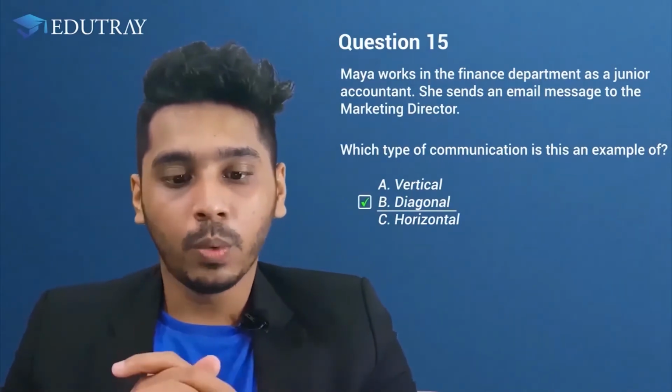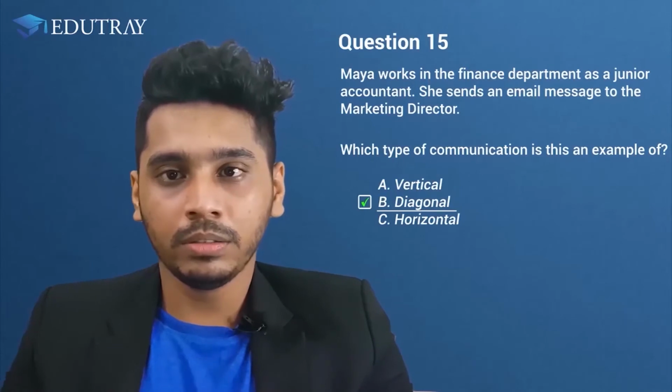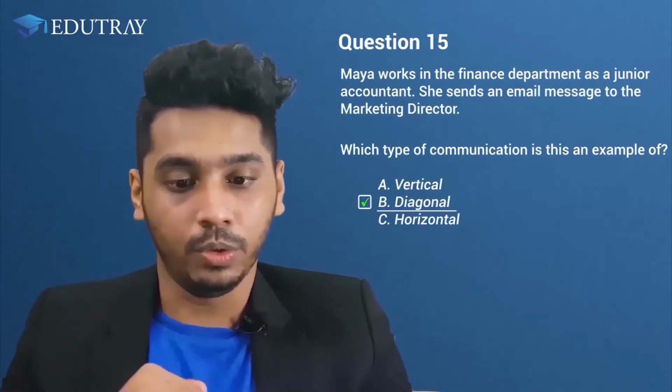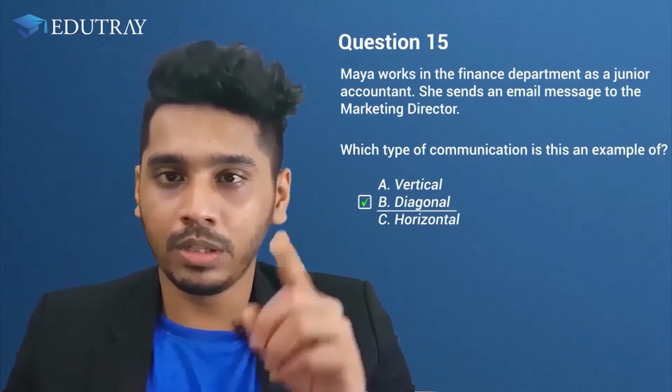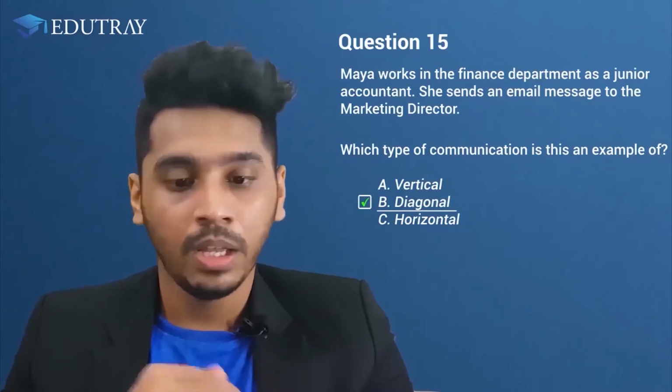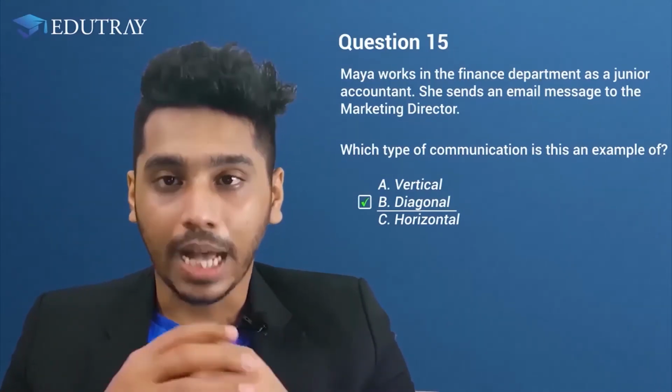Diagonal. Not vertical, because vertical is something upwards or downwards. Not horizontal because it needs to be at the same level. You look into this case, it is junior accountant to the marketing director. So definitely not option A, definitely not C. The correct answer is option D, diagonal.